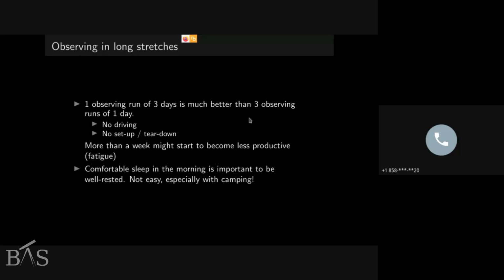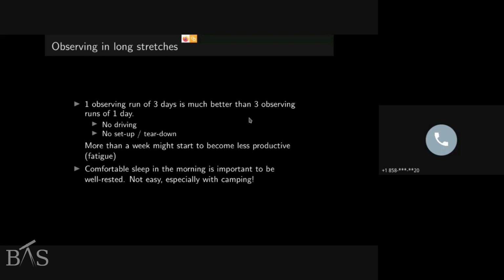But at the same time, more than a week might start to become less productive because you're fatigued. And fatigue meaning that you can't work very well all night, right? After 7 nights, it gets hard. The good news is that there's a natural limit in terms of moonlight, so you won't go observing for an entire month or something like that. So 1 week is a very good time.